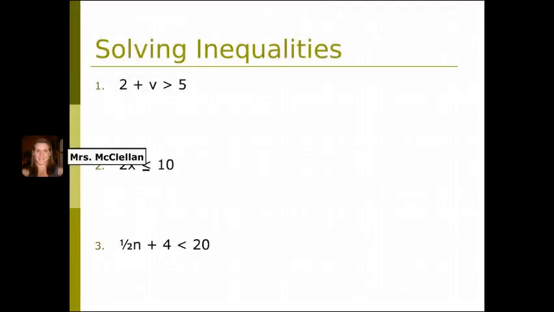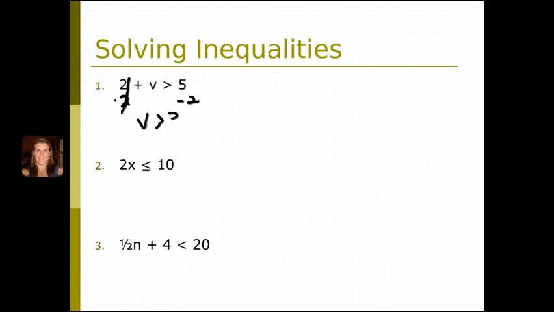As I mentioned before, when we're solving inequalities, we're solving them exactly like we did when we were solving equations. The only difference is the rule I told you must memorize, that if you multiply or divide both sides by a negative, you have to flip the direction of your inequality sign. So in example 1, if we're solving for v, we must subtract 2 from both sides. And we're left with v is greater than 3.